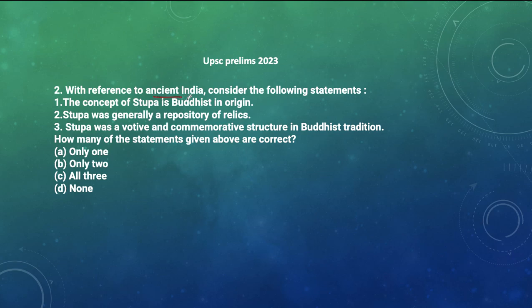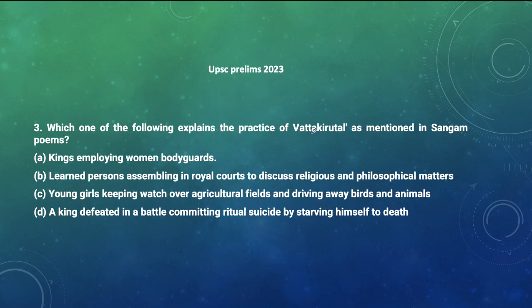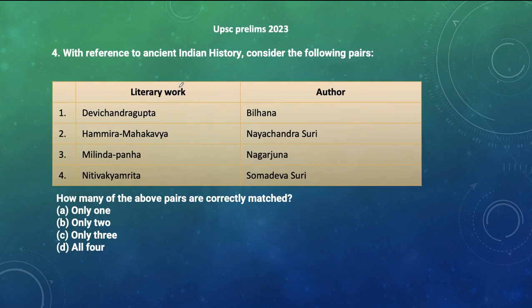So here they are asking about a question related to Buddhas, especially the stupa, that is the architectural component. In this particular question, they are asking about Vatakirital. So again, related to Sangam literature or poem. This is also going to be a very important segment for art and culture segment. Let's move on to the next question.